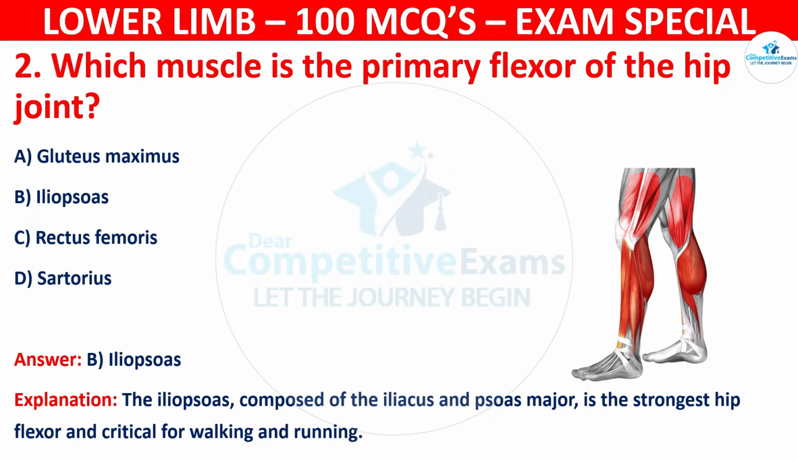The iliopsoas, composed of the iliacus and psoas major, is the strongest hip flexor, and critical for walking and running.